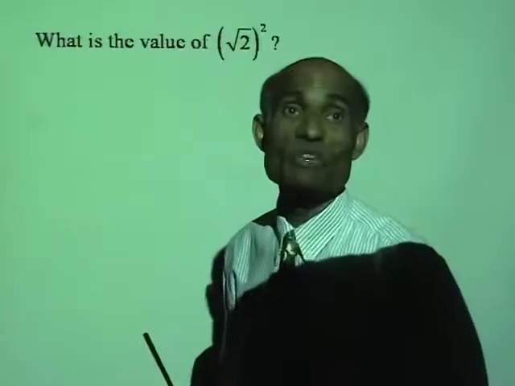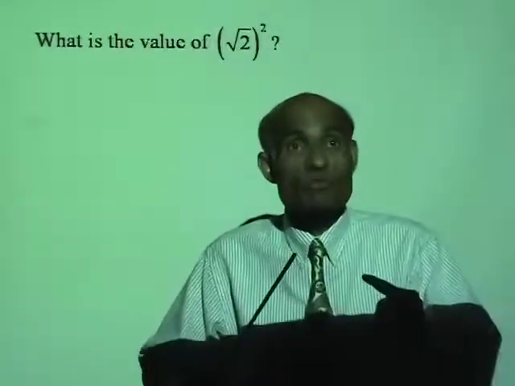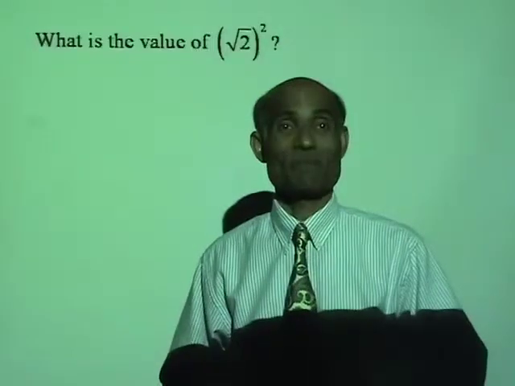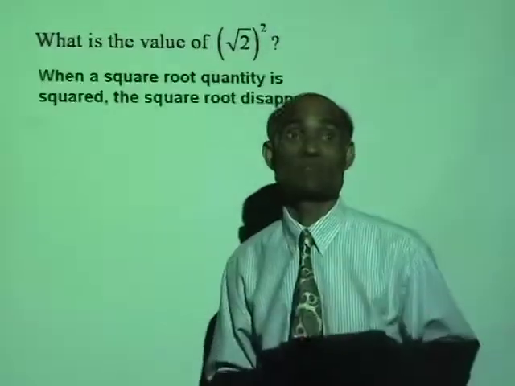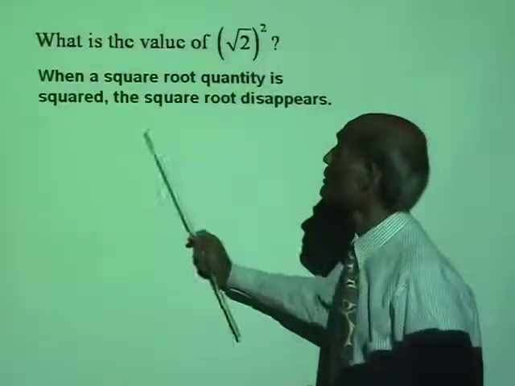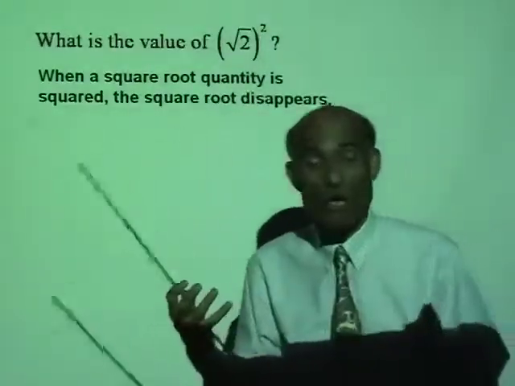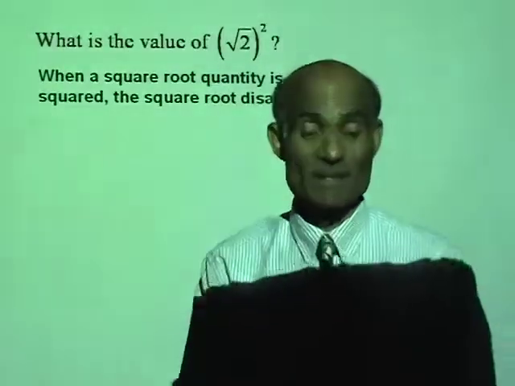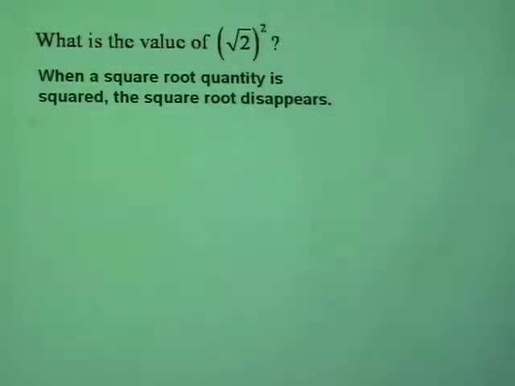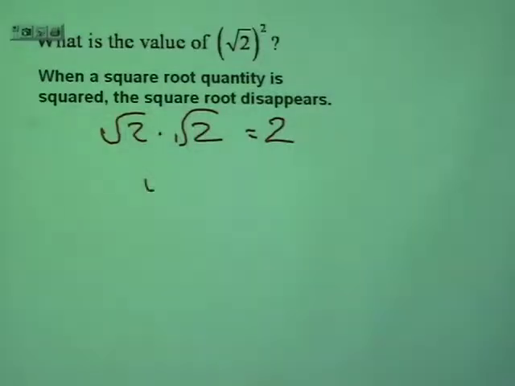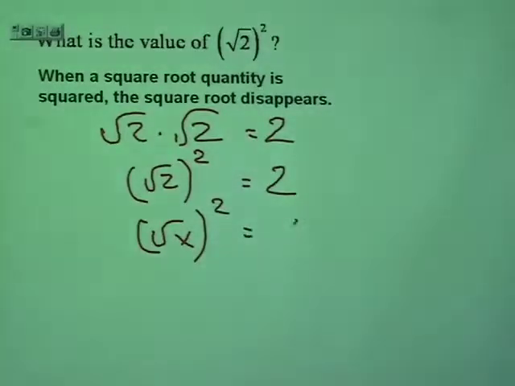Alright, let's see what this is. What is square root of 2 all squared? Can you tell me what that value is? When a square root quantity is squared, the square root sign will disappear. Well, what is the value of square root 2 times square root 2? Square root 2 times square root 2 is 2. In other words, square root 2 all squared is 2. Square root x all squared is x.